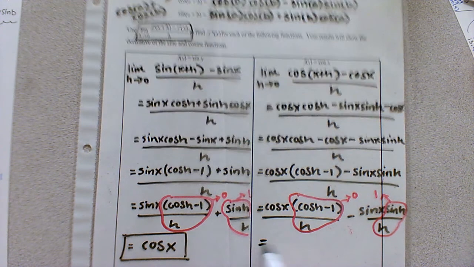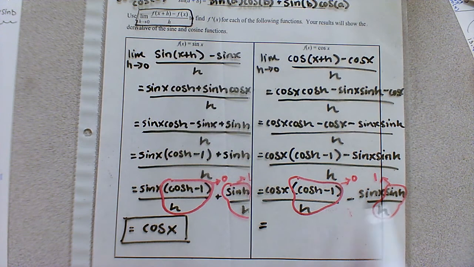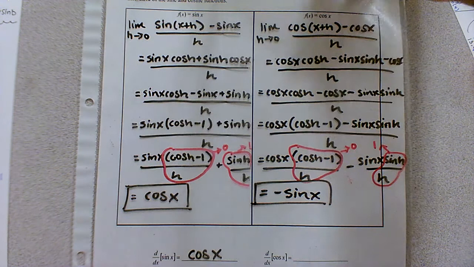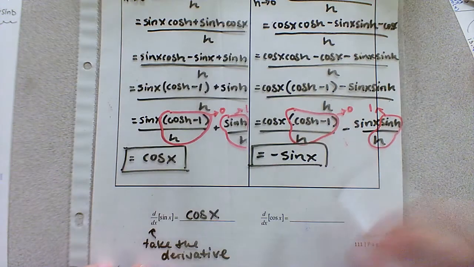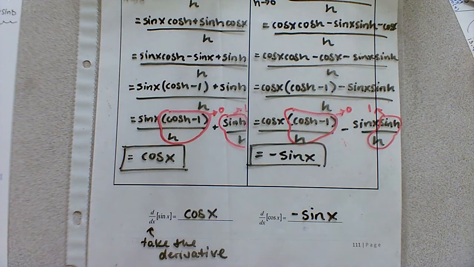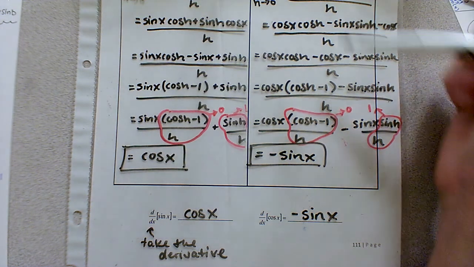So it looks like we're left with cosine times 0, which is 0, and then we have to subtract sine of x times 1, which would be a negative sine x. So in the end, if we were to take the derivative of a cosine function, we'd be left with negative sine x.